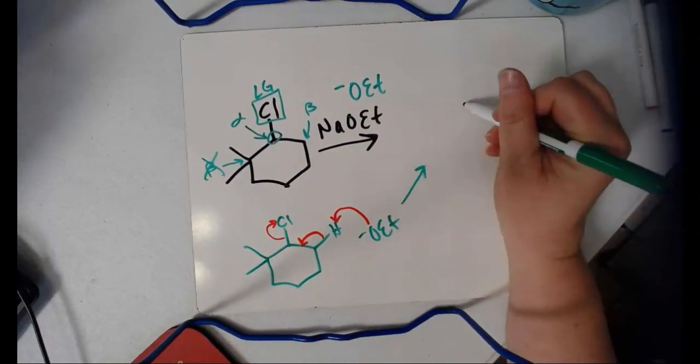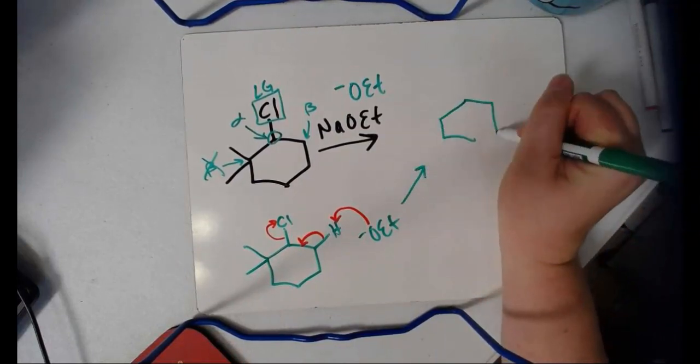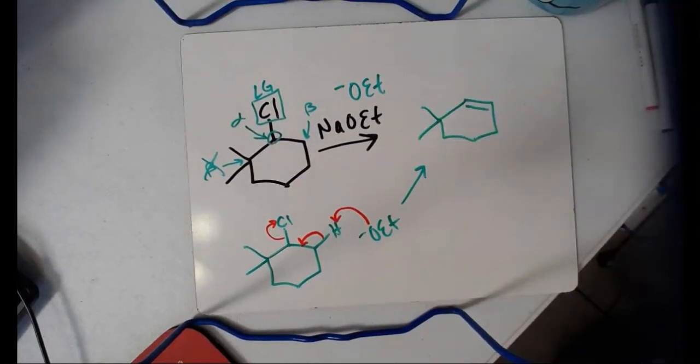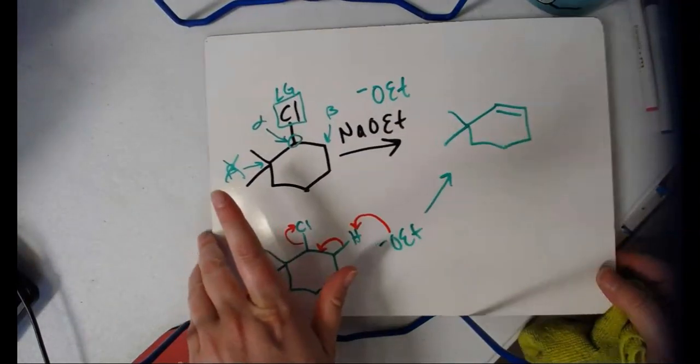electrons. So the product we get from this looks like that. So we have a new double bond between the alpha and the beta carbons, and our two methyl groups on the side there unaffected by the reaction. All right, we're going to do one more, and then this will actually lead us into our next topic.